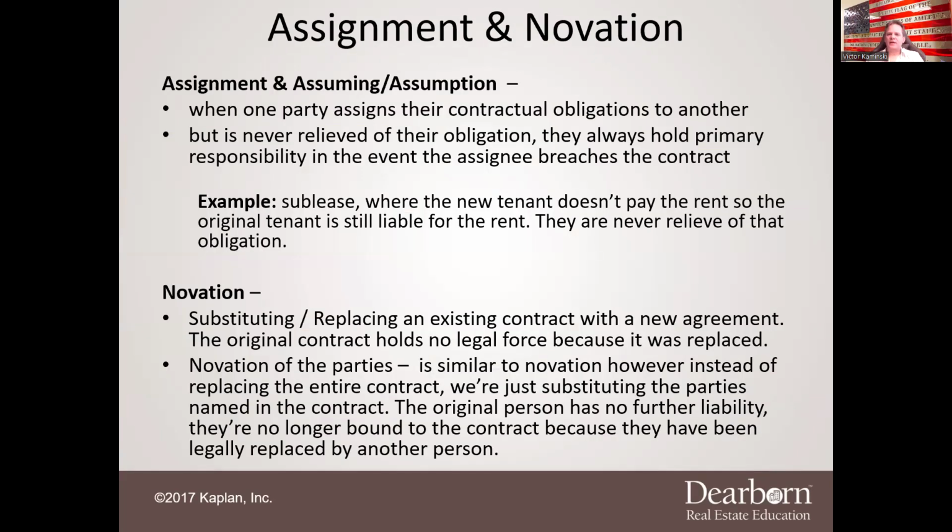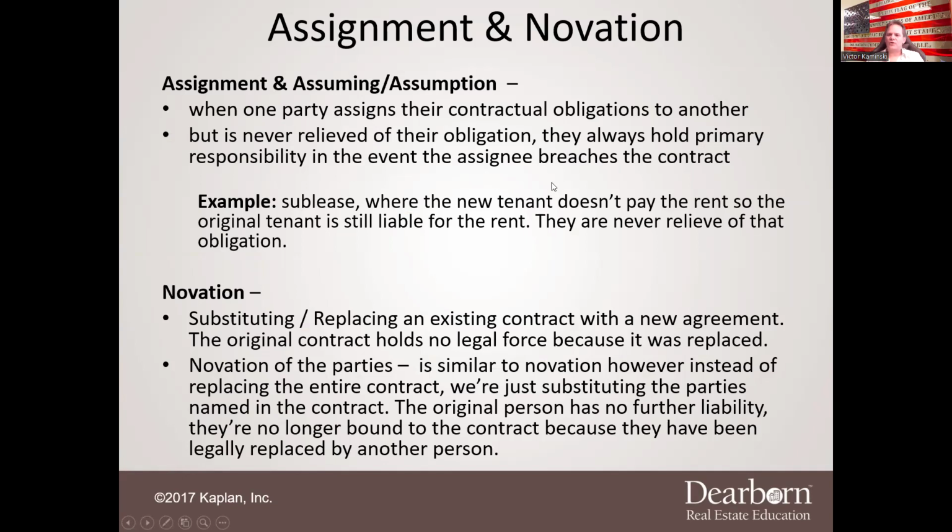Assignment and assuming of contracts, or assumption. This is when one party assigns their contractual obligations to another. Now, usually our contracts, like lease agreements, specifically prohibit assignment of contracts or obligations. But if the other party allows it, you're never relieved of your original obligation. You always remain the primary responsible party to the contract.